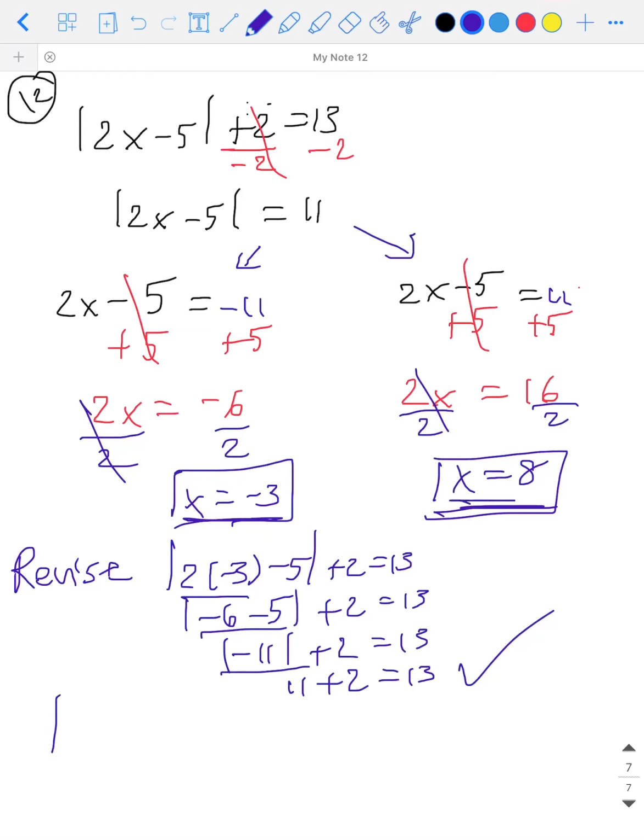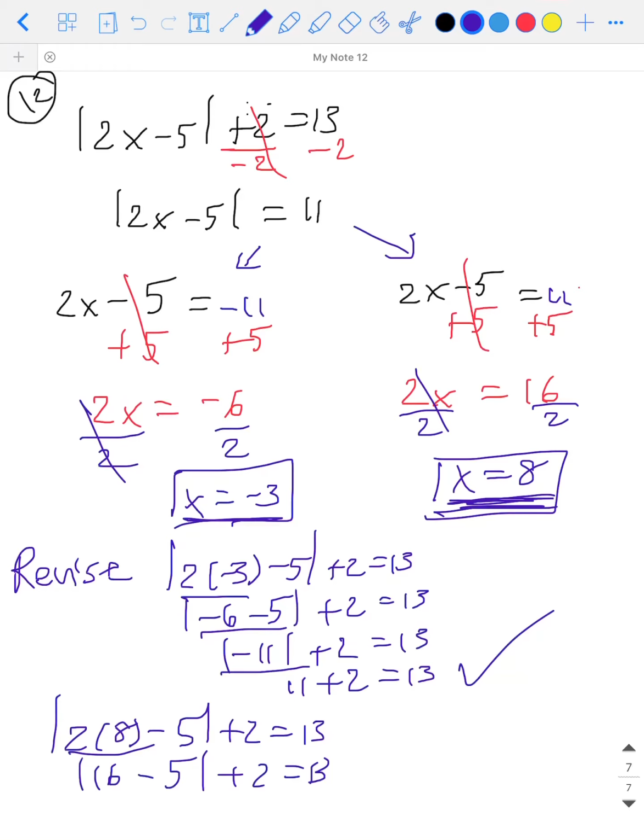The same thing if we applied 8 in for x. 2 times 8 minus 5 plus 2 is equal to 13. 2 times 8 is 16 minus 5 plus 2 is equal to 13. 16 minus 5 is 11. Take the absolute value of 11 will give us 11 plus 2 will be 13, which is also a true statement. So therefore, you have two solutions that can make the absolute value function true. X equals negative 3, comma 8.